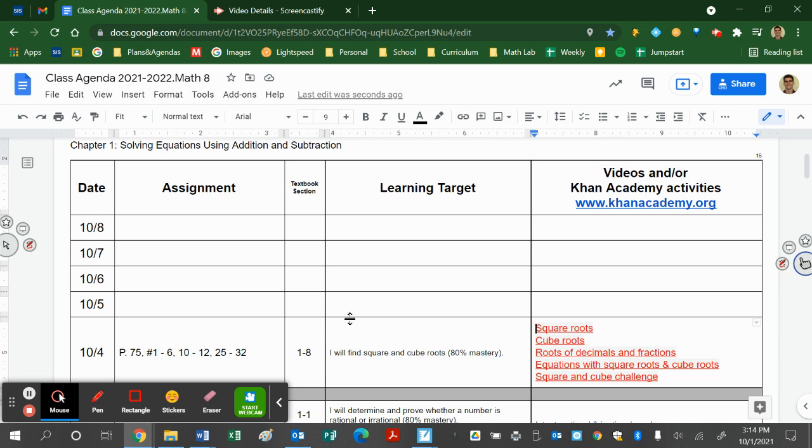It's Mr. Callen coming at you with the lesson for today, Chapter 1, Lesson 8. Goal is to find square roots and cube roots. Homework is listed here. First, I'm going to walk you through the lesson.